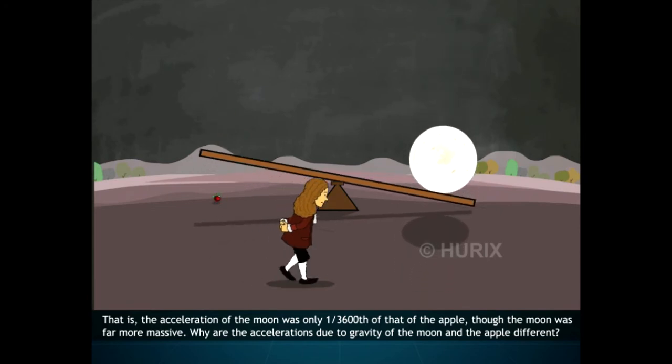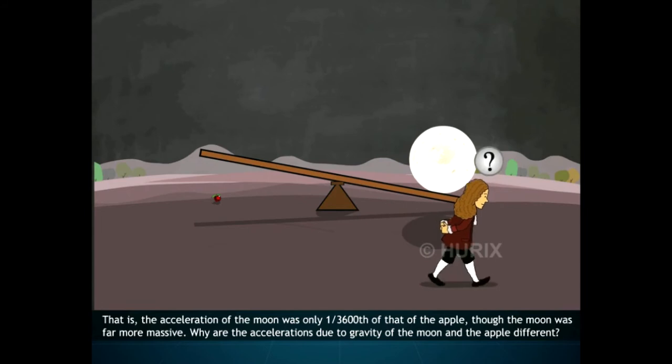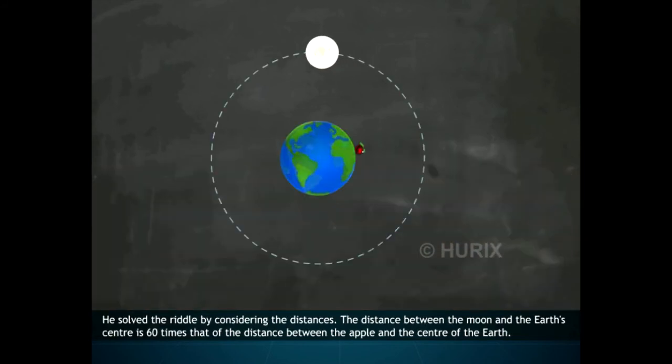Why are the accelerations due to gravity of the Moon and the apple different? He solved the riddle by considering the distances. The distance between the Moon and the Earth's center is 60 times that of the distance between the apple and the center of the Earth.